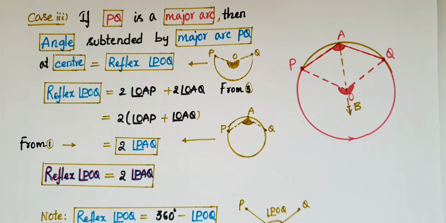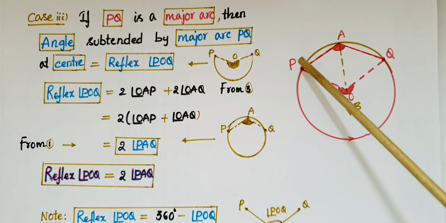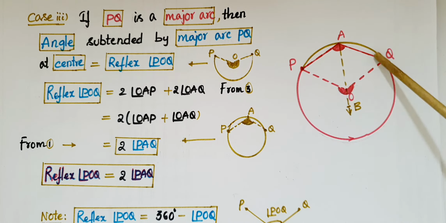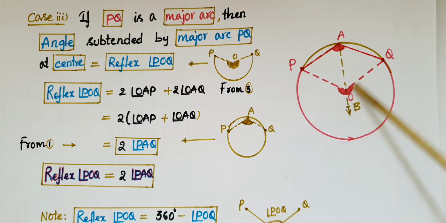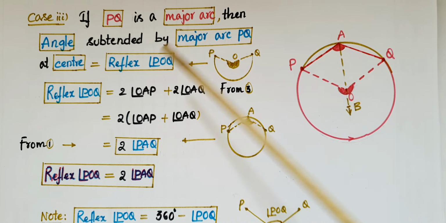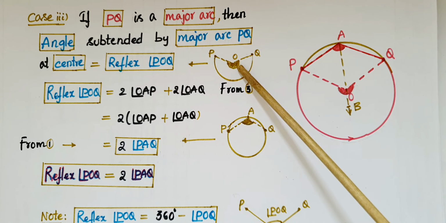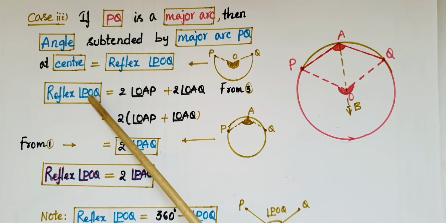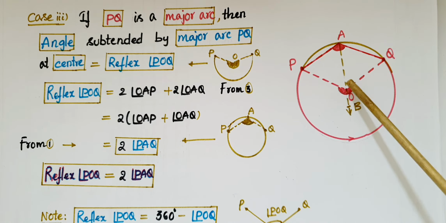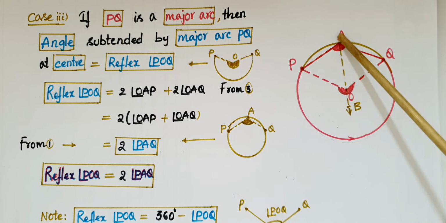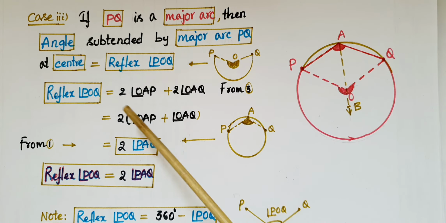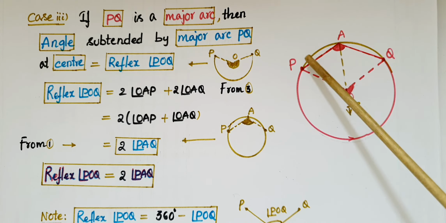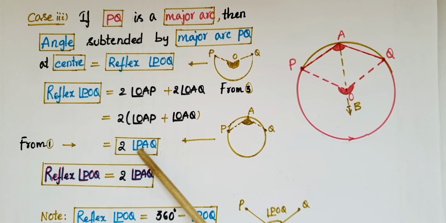In the next case, PQ is a major arc. We know that this is a major arc PQ, that is greater than a semicircle. So the angle subtended by this major arc PQ at the center is reflex angle POQ. You can see from this figure, this is the angle subtended at the center by the major arc PQ. And reflex angle POQ we can write from equation 3 like this: 2 times angle OAP plus 2 times angle OAQ, that is equal to 2 times the sum of angle OAP and angle OAQ, that is equal to angle PAQ. So that is equal to 2 times angle PAQ.